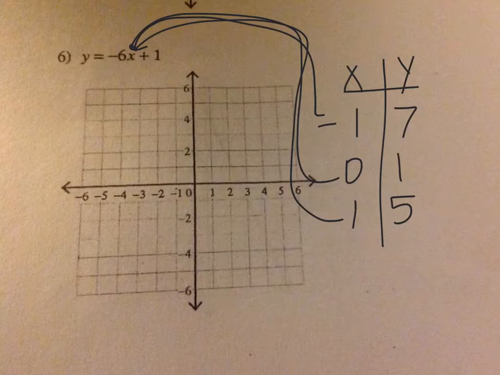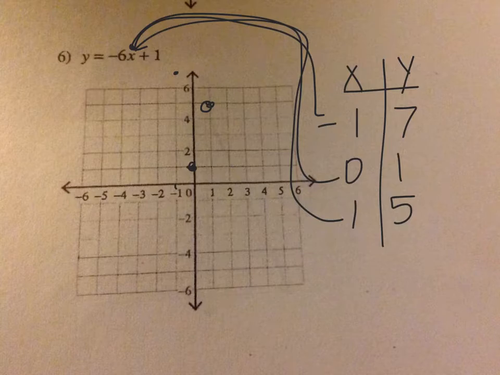So (-1, 7) is actually off the graph up here in quadrant 2. (0, 1) is right here on the y-axis, and (1, 5) is right here, and that tells me right away that I have a mistake because those 3 points obviously do not go in a straight line.